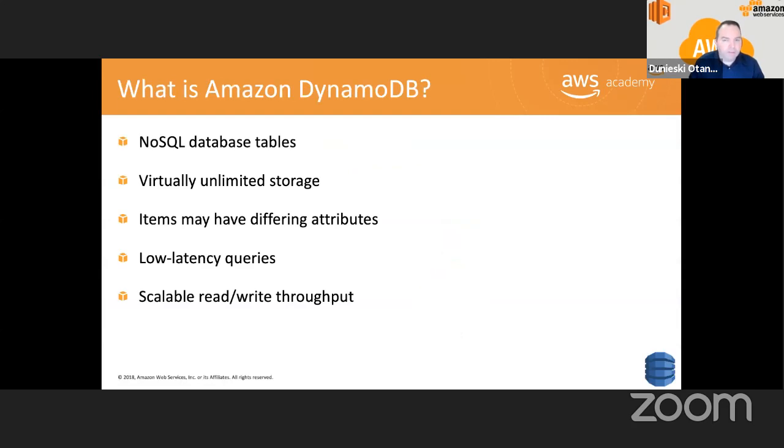So what is Amazon DynamoDB? It's a NoSQL database table. It's a single table, even though you can have global tables, that's a feature that DynamoDB has. That's what makes DynamoDB even more powerful than RDS. You can have tables in the entire world. It's virtually unlimited storage. Items may have differing attributes. Low latency queries, it's super fast, and scalable read and write throughput.